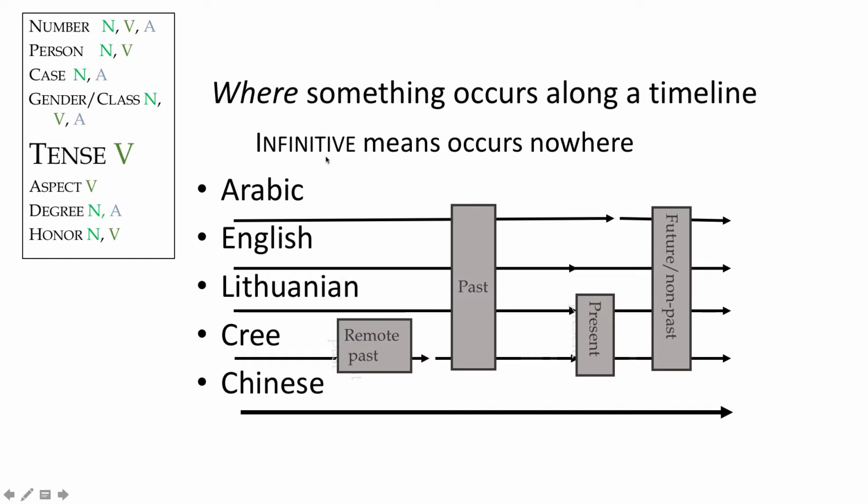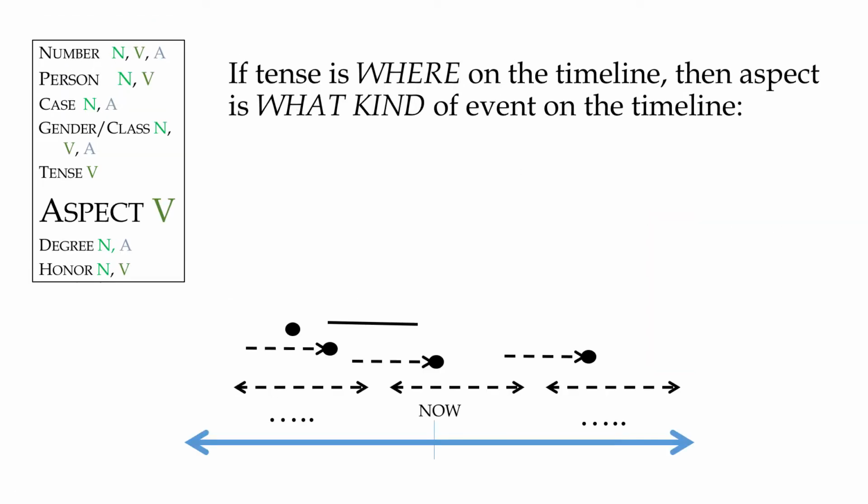So infinitive is actually a kind of tense. You can think of it as a zero tense marker. You mark infinitives when there's no indication of the actual tense, and past, remote past, present, future would be other kinds of tense.